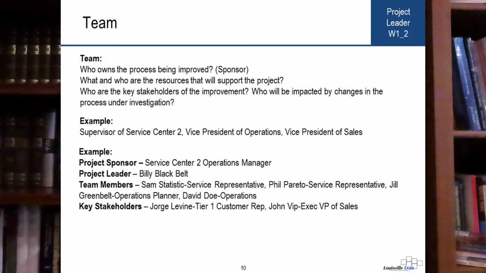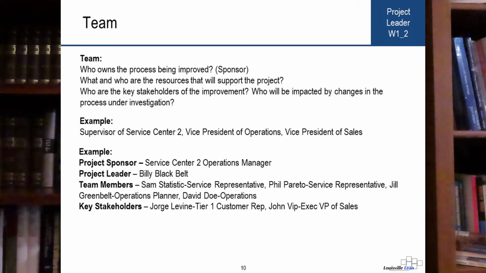Who's impacted by the changes of it? We ought to put that kind of stuff down. An example would be, project sponsors, a service center operations manager, project leaders, whoever's going to lead the project. Now, at this point, you're probably working with Billy Black Belt, so you list that down. You may not be, but oftentimes at this point, if you're the sponsor or the owner, you're working with Billy Black Belt to put this down.